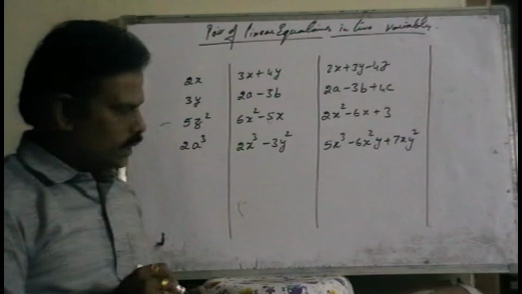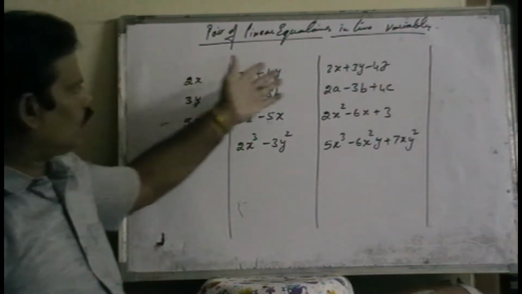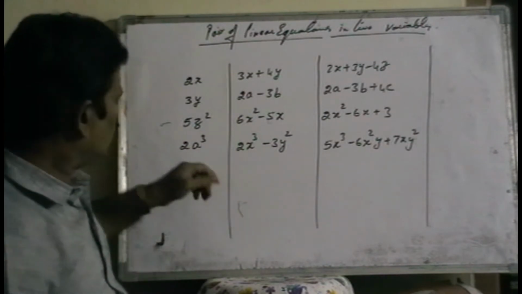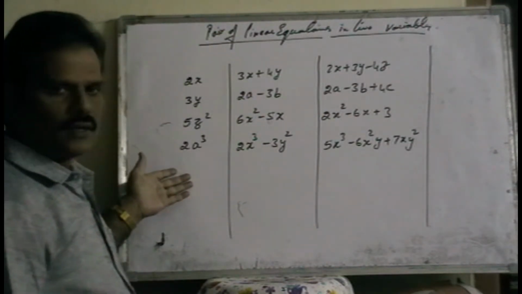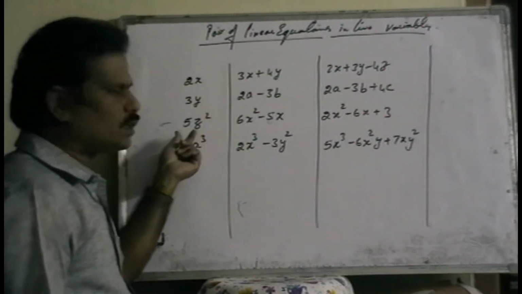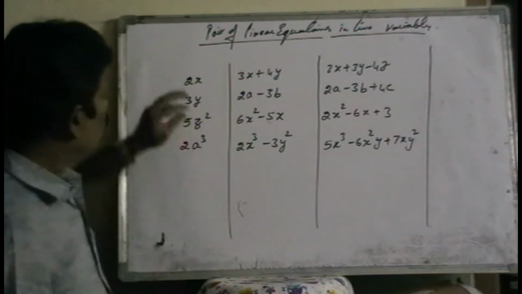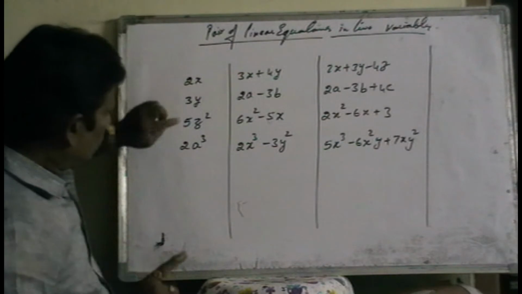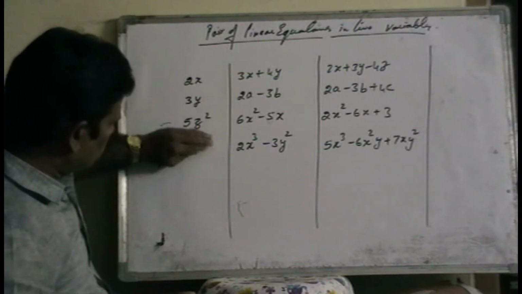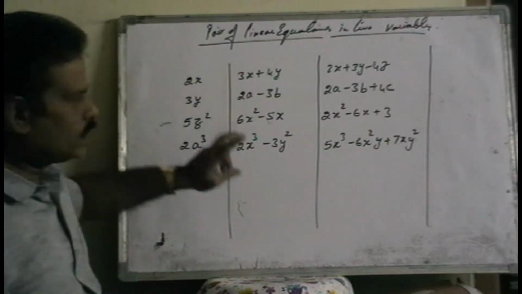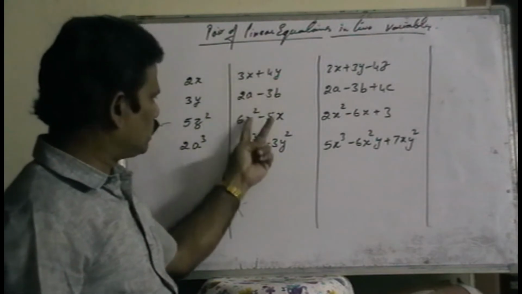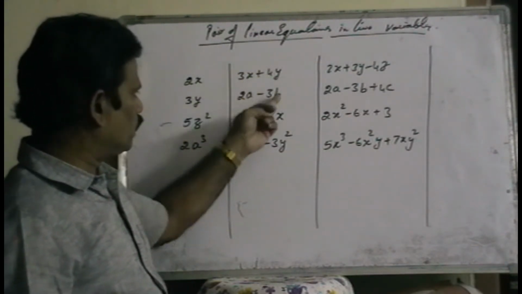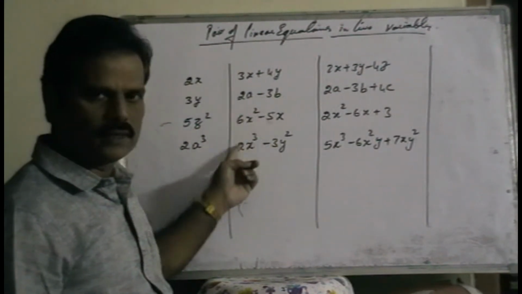See, here these are all called expressions. Here in this expression, each and every expression consists of only one term: 2x is only one term, 3y one term, 5z square is only one term. These are all only single terms. Here in each and every expression there are two terms: 3x plus 4y, 2a minus 3b, 6x square minus 5x.